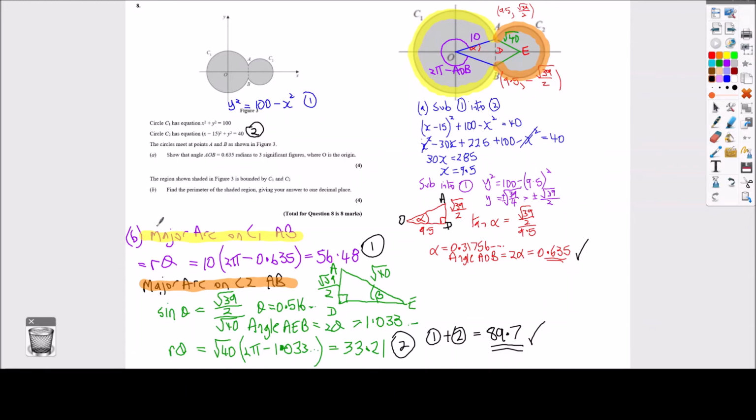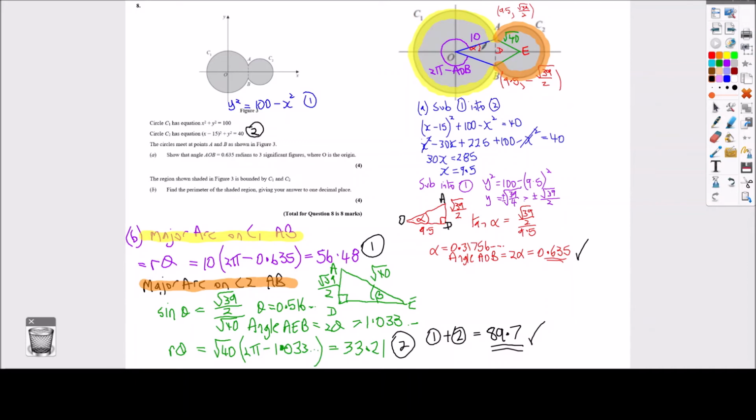Now remember, the length of an arc is r times theta. Now r is the length of the radius. Now I know the radius for C1 is 10. Remember how the equation of a circle works: x squared plus y squared equals the radius squared. So the radius squared is 100, the radius is 10. So my radius is 10, then I need the angle, this big angle here, okay?